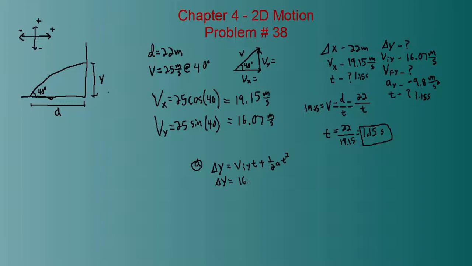This is 16.07 times the time, 1.15, plus 1/2 times negative 9.8. Oh, I almost forgot that. Times 1.15 squared. And this gives the height as 11.99, should have just rounded to 12 meters. So that's right here, delta y, we can say. Could also stick it over here.